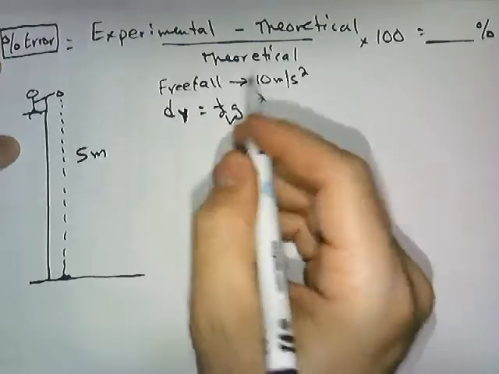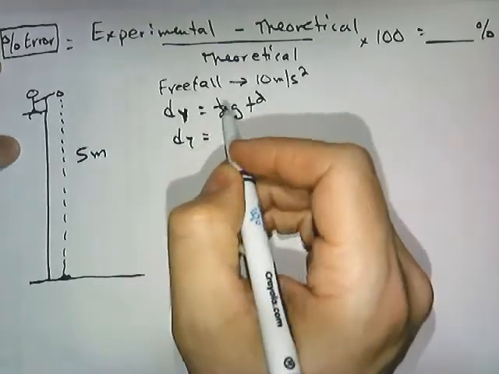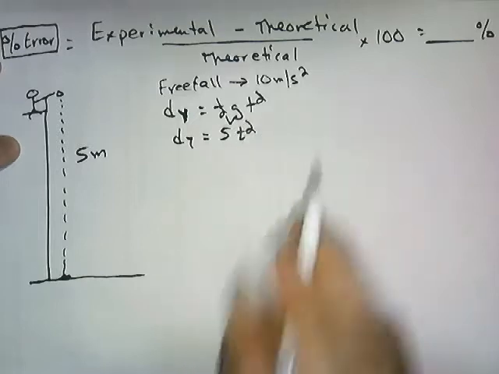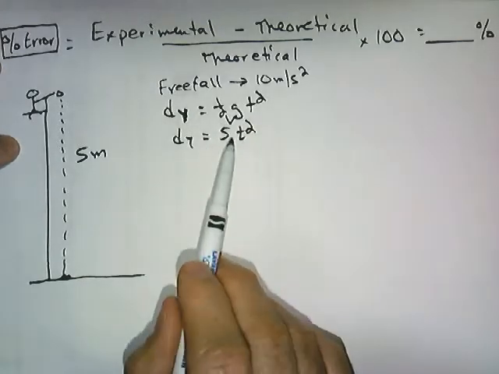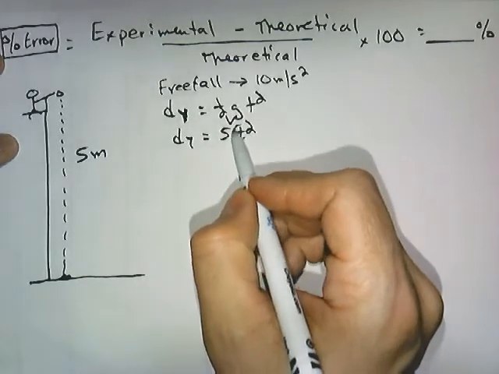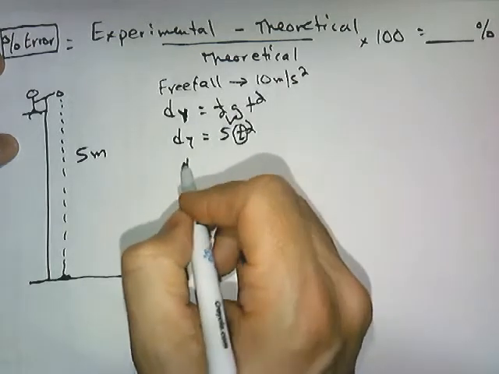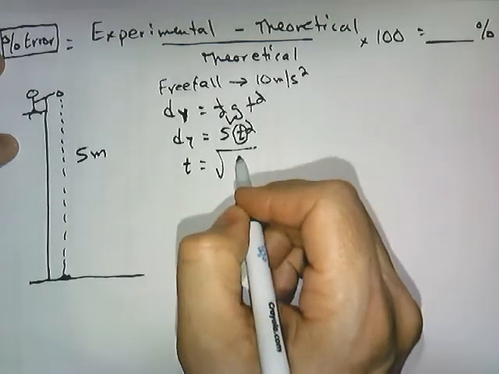And we know we're talking 1/2 of g on Earth. So we've simplified this as d of y equals 5t squared. So this is what we're working with. And here's what we can calculate. We can come up with the theoretical value of t, right? The time in which it takes to fall 5 meters.